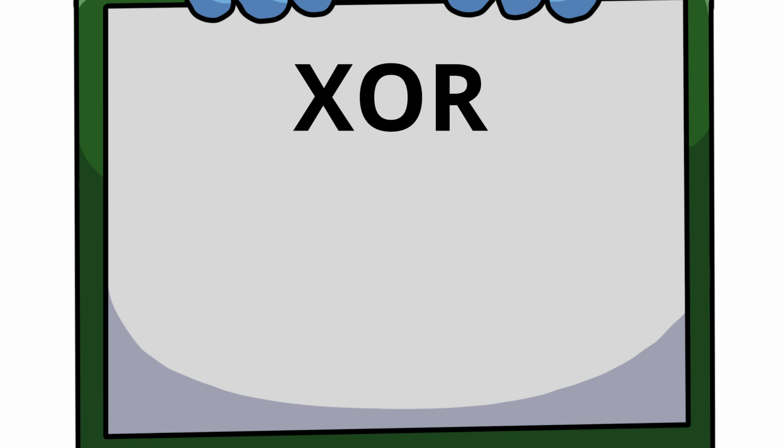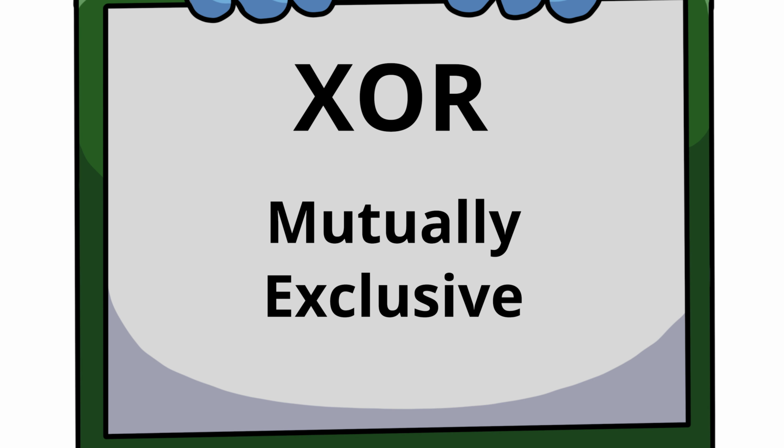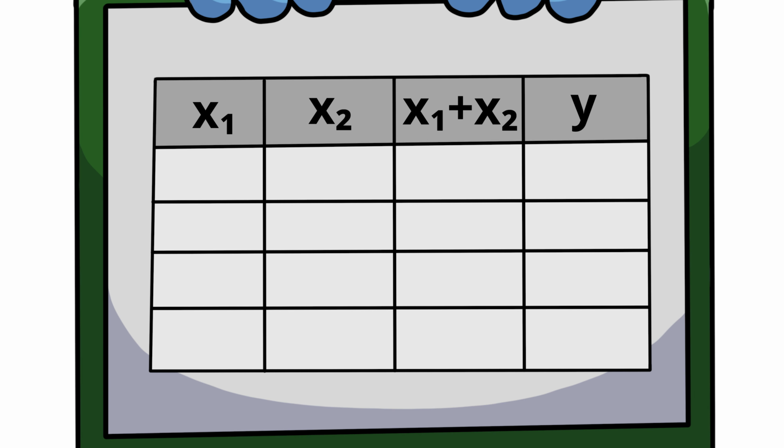This means that in order for y, or the output, to be true, x1 or x2 have to be true, but they can't both be true. Another way to say this is that they're mutually exclusive. Let's see if you can fill out a table all on your own this time. Feel free to pause the video to do so.